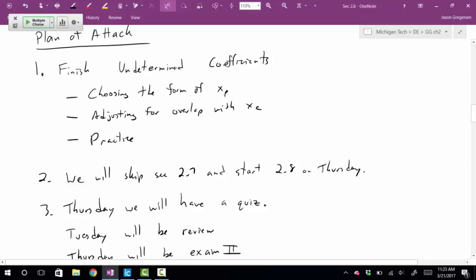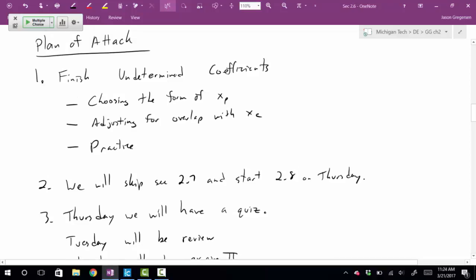All right. But what are we talking about? Finish undetermined coefficients. So choosing the form of xp, I just kind of said, well, some number times e to the t. That's good in some cases, but sometimes it's more complicated, right? So how do we generally choose that form? After that, adjusting for the overlap, right? Somebody already asked about it. What happens when we have an overlap with our complementary solution? We'll talk about that. We'll do a practice problem.